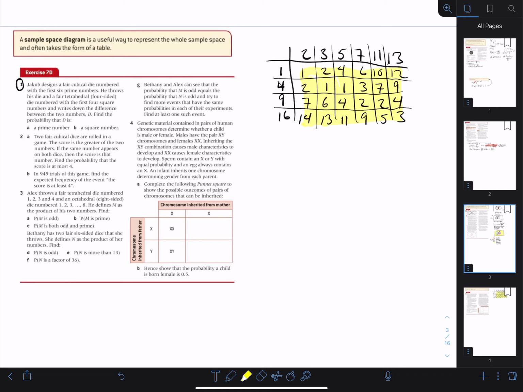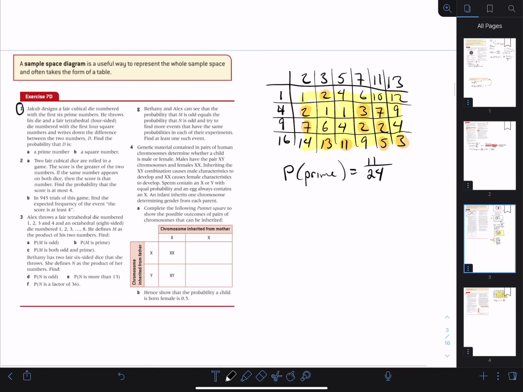So what do they want to know? They want to know the chances that it's a prime number. So let's highlight those orange. Prime numbers, let's see, you got 1 here, 1 here, 1 here, 1 here. Got a prime number there. Prime, prime, prime, prime, prime. I think I got them all. So the probability that it's a prime is 1, 2, 3, 4, 5, 6, 7, 8, 9, 10, 11. There's 11 of those orange dots out of 24. 24 dots in total, or outcomes in total. Doesn't matter if some repeat. So there you go.